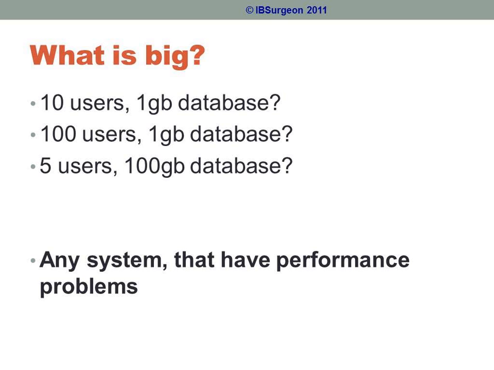For example, the profit net mentioned by Alexey Kovezin in his yesterday's session 2 years ago had 300 concurrent users, and this year they have 400 concurrent users. And also the database grew up. It was about 50 gigabyte size. Now it's about 100 gigabyte size, and so on. So as a big system, any system that has performance problems can be considered.